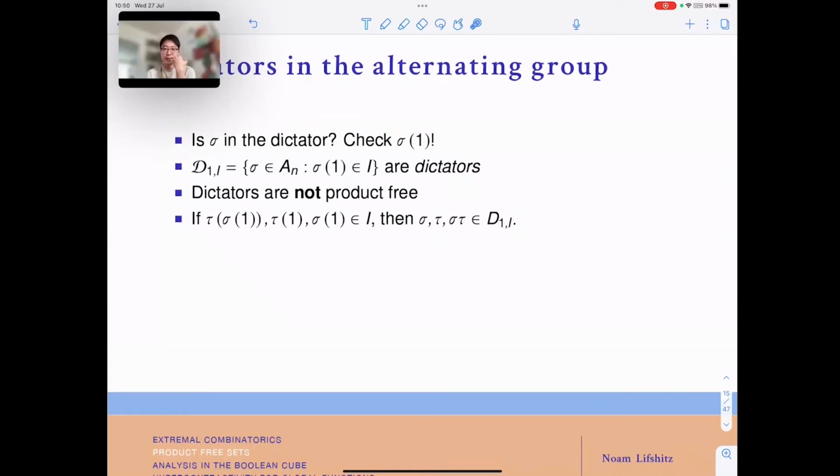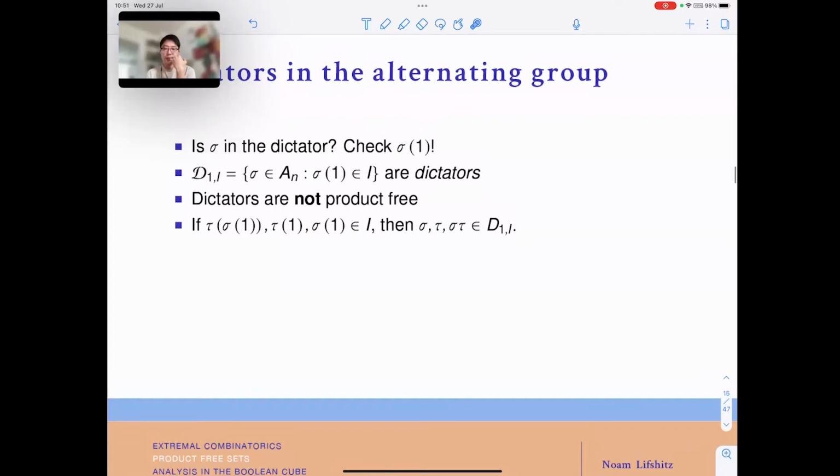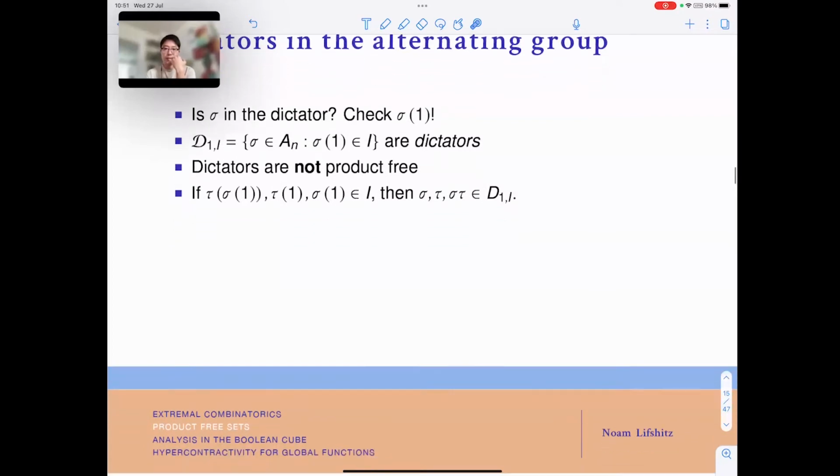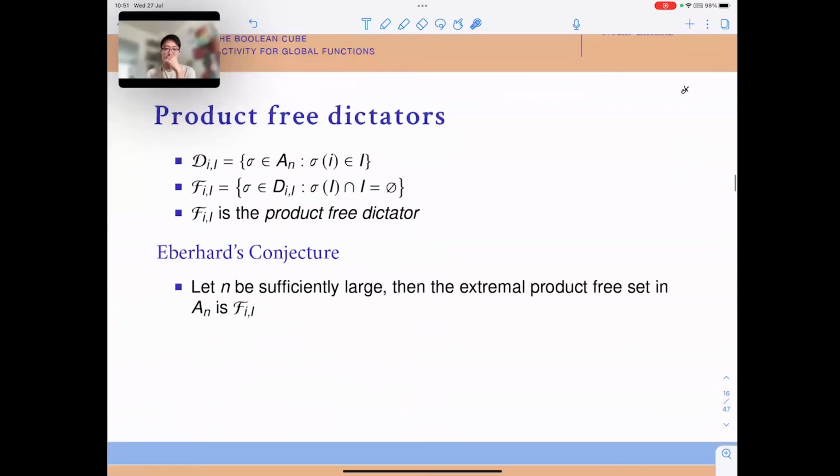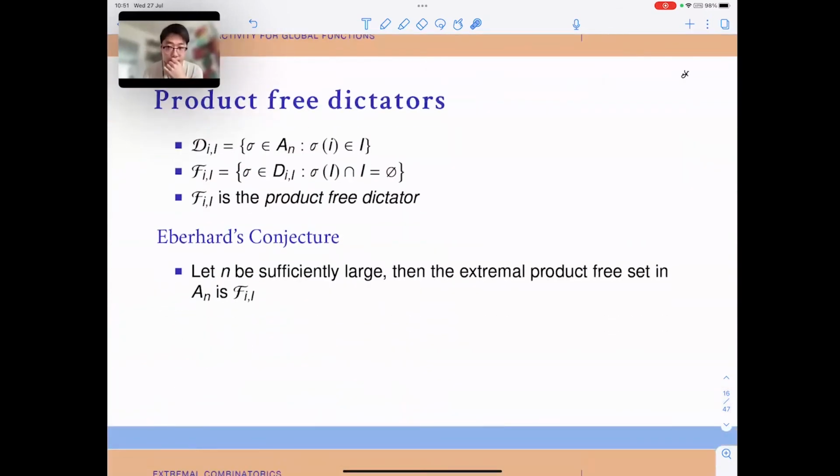Okay, but it turns out that we can modify the dictator a little bit, and then it will be product free. So how do we do that? The dictator again is the set of all permutations that send a given element 1 to a given set I, and then we can make it product free by adding an extra condition: that sigma of the set I is contained in the complement of I. So sigma I and I are disjoint. And this makes F_{1,I} product free.